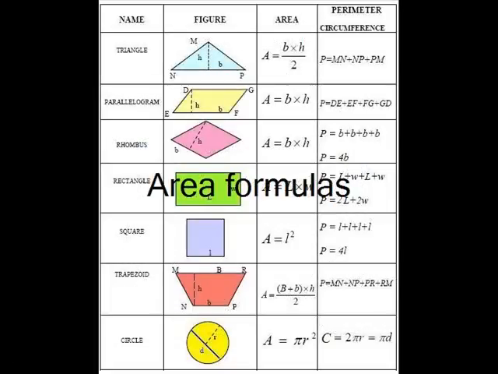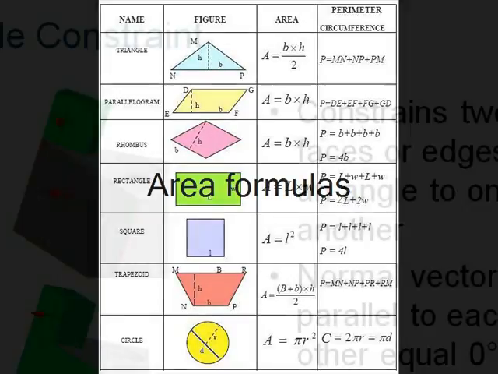The next picture is of area formulas. These are various necessary area formulas for engineering. The shapes included are triangle, parallelogram, rhombus, rectangle, square, trapezoid, and circle.